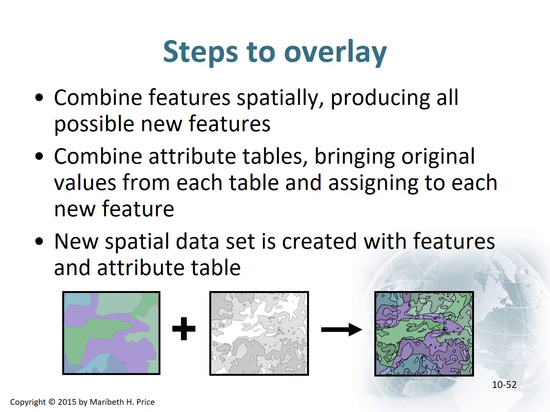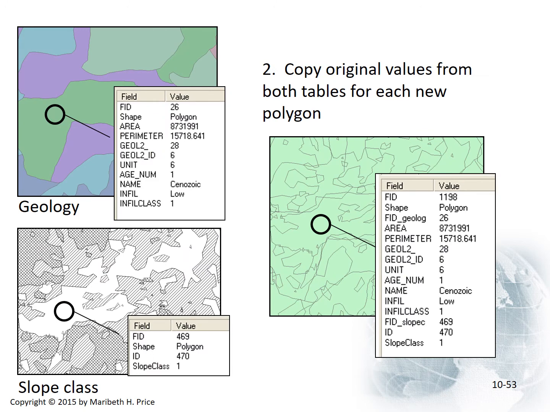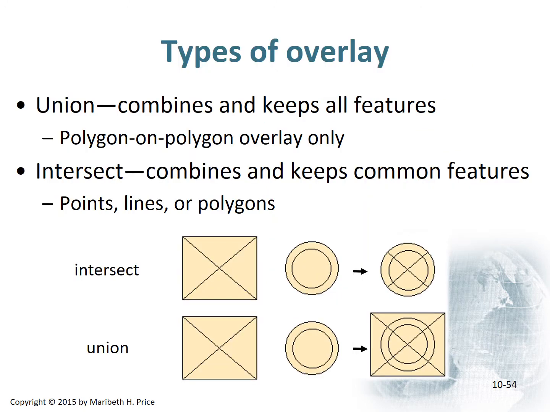Understand the steps to the overlay process. Combine features spatially, producing all new ones, combine attributes, etc. Just another slide to illustrate how it works. Let's take a look at this. The types of overlays: union combines all, intersect combines and only keeps common features.